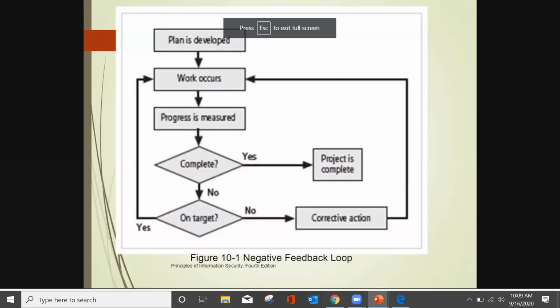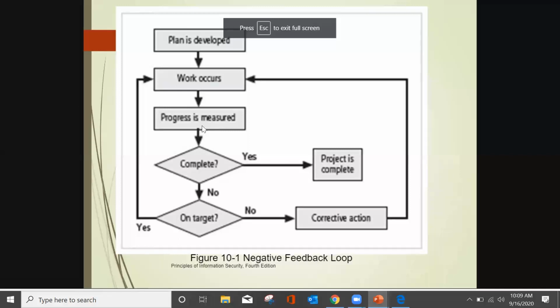So the feedback loop, as I said, is very critical, especially in network technologies and information security. Once you develop a plan, you do the work, and then you measure the progress. If the progress is good and if it is complete, then the project is complete. You terminate.